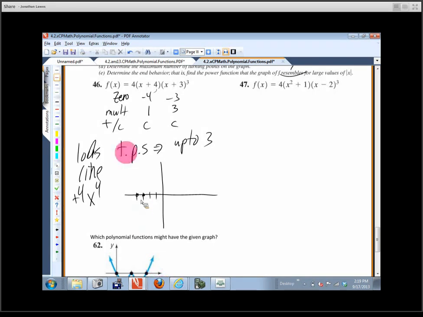Okay, where does it start? Starts up here. What does it do when it gets close to -4? Does it pass through it, or does it touch it? Passes through. Okay, then it's got to turn around. When it gets to -3, what does it do? Crosses through. Okay? Now, that is a really crappy looking graph.